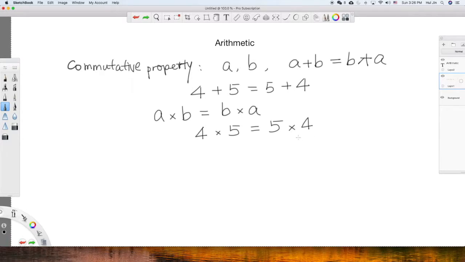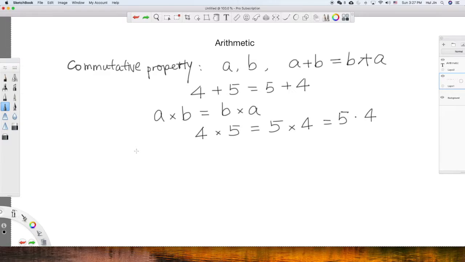You notice that I write the times as pretty small, really to distinguish from x. And actually later, you probably will see that it's more convenient to write the multiplication as a dot. For example, equals 5 dot 4. Okay?